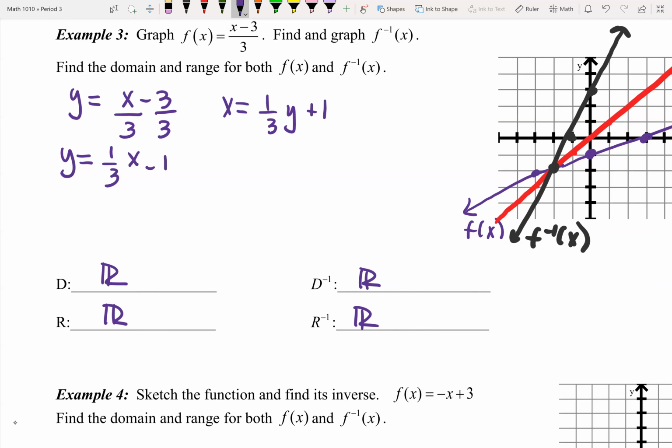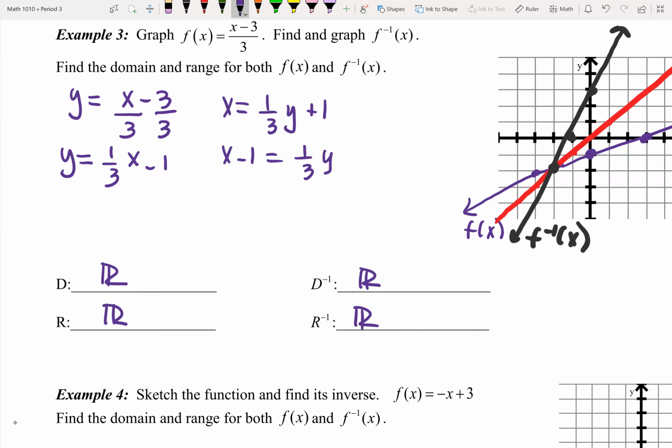So I'm going to move my 1 over to the left. So I have x minus 1 equals 1/3 y. I want to solve it for y. I've got to get rid of the 1/3. Tell me how to get rid of the 1/3. Multiply by 3. How many times do I have to multiply by 3 in this problem?